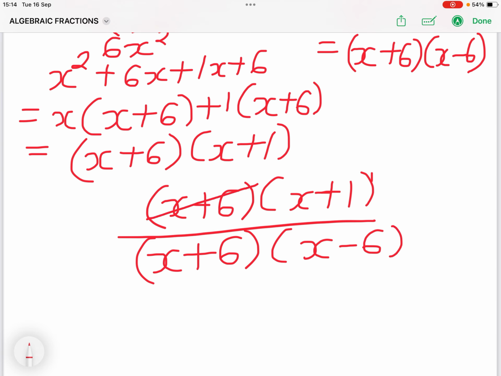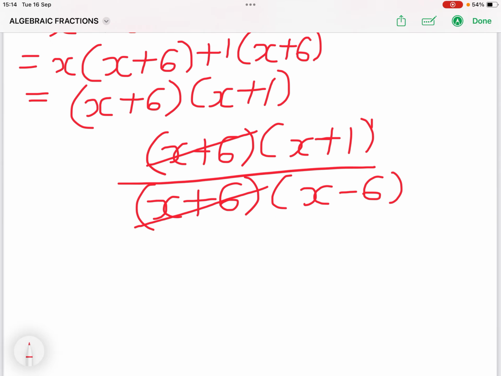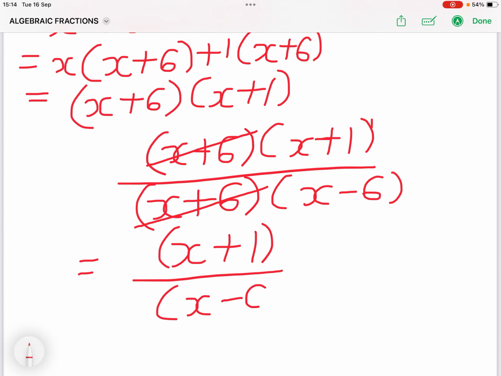So this x plus 6 is going to cancel this x plus 6, so that our final answer is going to be x plus 1 all over x minus 6. So this is how we simplify algebraic fractions. What is very important is for you to be able to factorize the denominator and the numerator, and then after that you cancel the like terms. So that was all about our first lesson on simplifying algebraic fractions.